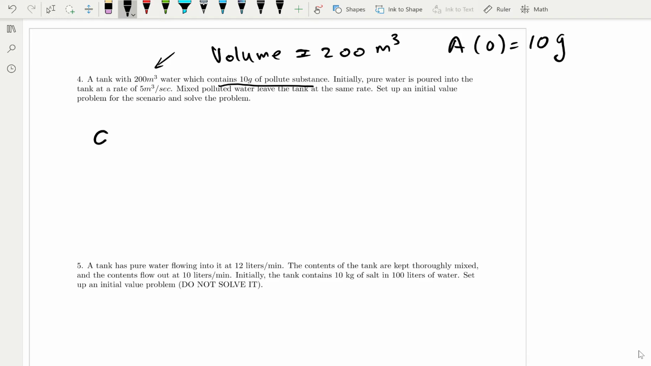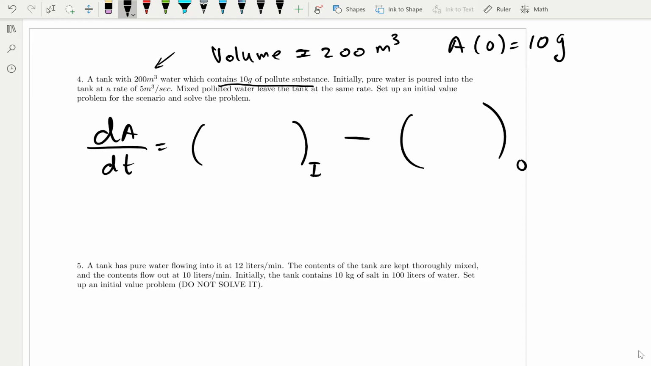Great. Now let's set up the differential equation. dA over dt is actually inflow minus the outflow, right? For inflow, you need concentration times the inflow rate. So let's look at the concentration. Initially, pure water is poured into the tank at a rate of 5 meter cube per second. Now don't get mixed up with the word initially. That's not the initial condition. So basically what this is saying is that you are pumping pure water into the tank.